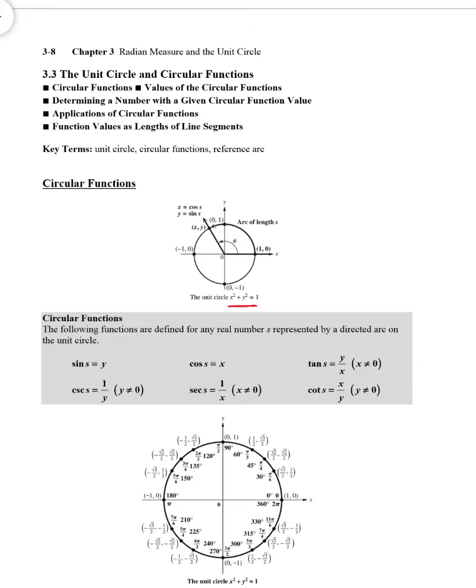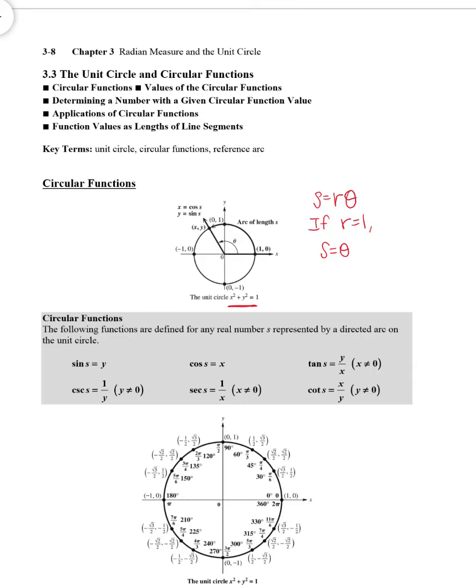Now, do you remember the formula from the last section, s is equal to r theta? Well, if r is equal to 1, then we have s is equal to 1 times theta, or s is just equal to theta. So s and theta are the same number as long as r is equal to 1.